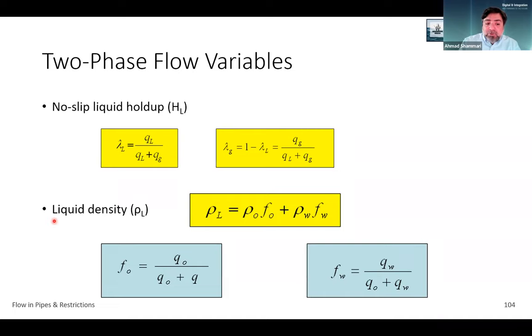We also need to define the liquid density. So the liquid density is nothing but the fractional or the weighted average of oil fraction times oil density plus water fraction times water density. And you need to know how much is the fraction. It's basically the water cut, in other words. So the water fraction is the water cut, the percentage of water in the liquid, right? So that's why you have a fraction of oil, fraction of water.